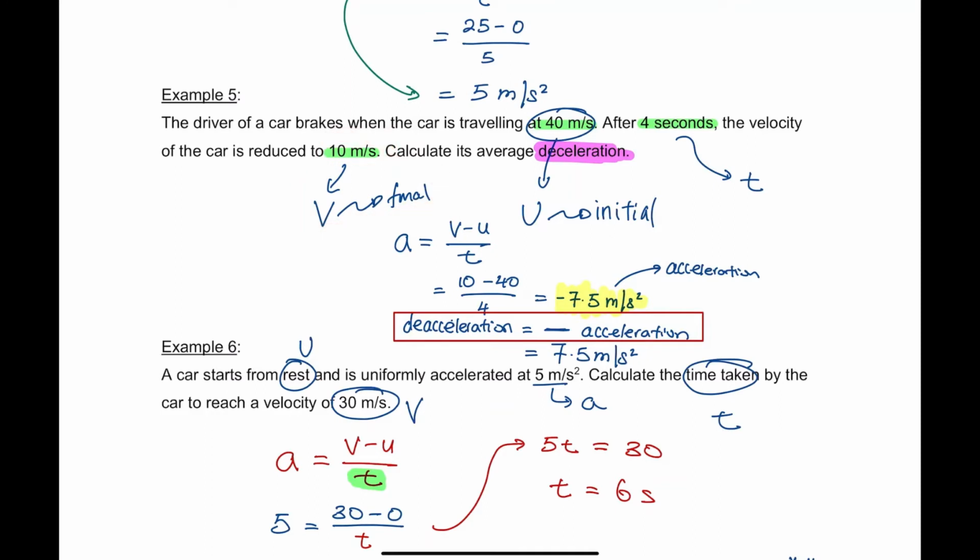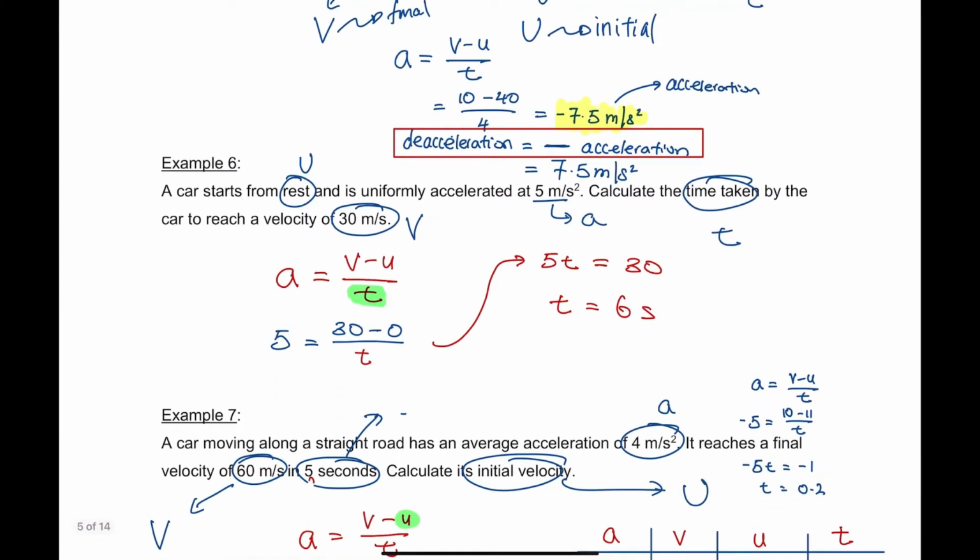So, using the formula A equals V minus U over T, my final velocity is 10 meter per second, my initial velocity is 40 meter per second because it's mentioned here, and the time taken is just 4 seconds. So I'm able to find my acceleration value of negative 7.5 meter per second squared. Because deceleration is negative acceleration, the deceleration value is the negative of negative 7.5, which gives us 7.5 meter per second squared.